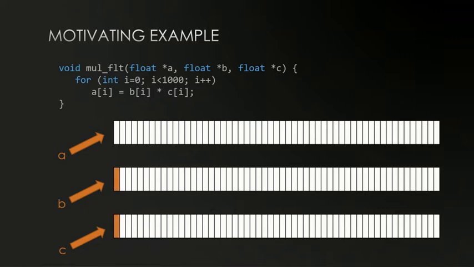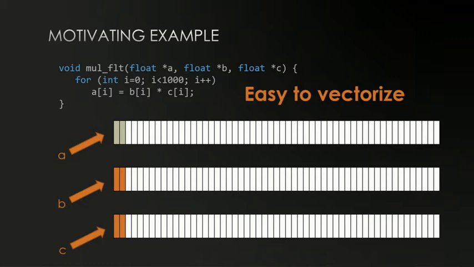So in the first iteration of the loop, we're going to be loading from B sub 0. We're going to be loading a float from C sub 0. We're going to do a 32-bit multiply, and pack the result in A sub 0. Yes, good. We finished the first iteration. Second iteration, we're doing the same thing. We're loading B sub 1, we're loading C sub 1, multiplying together, and putting it in A sub 1.